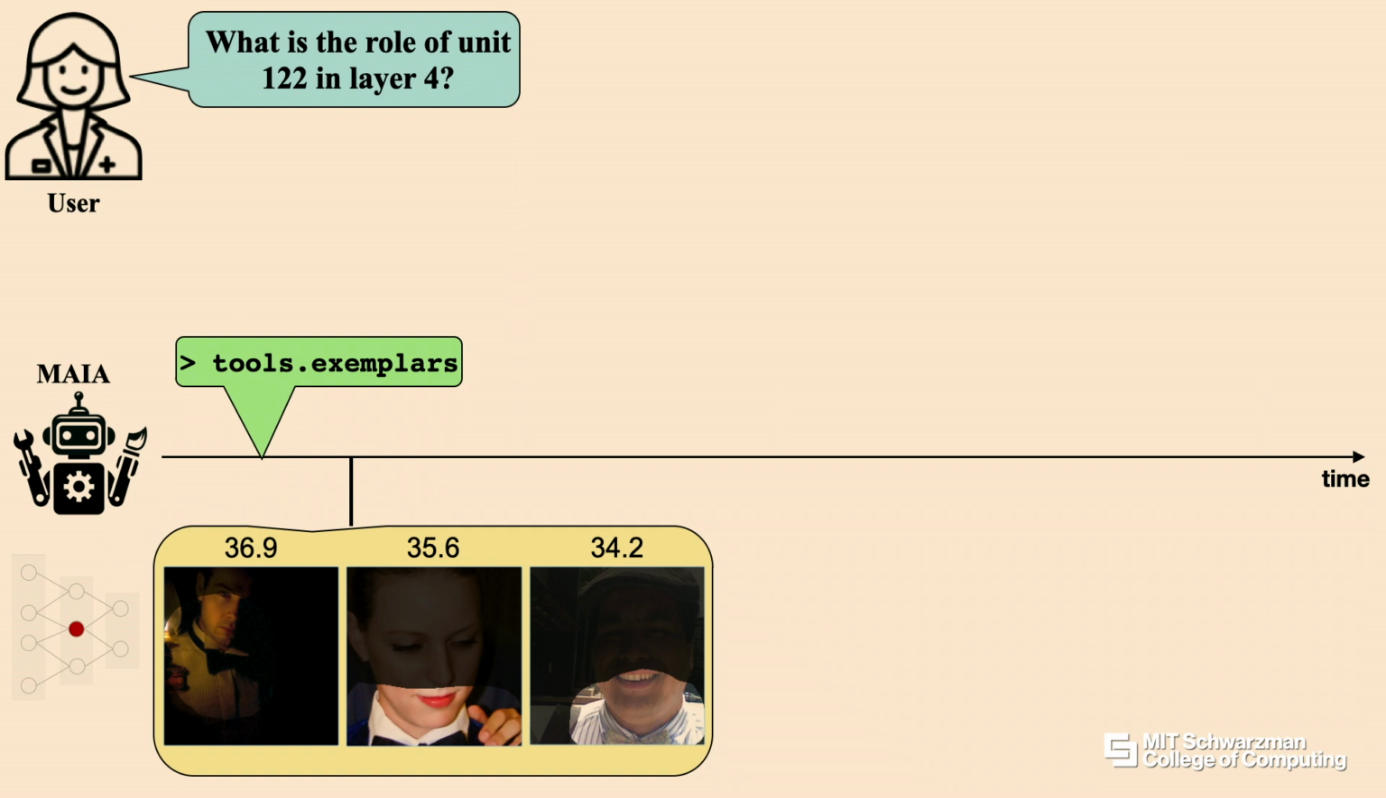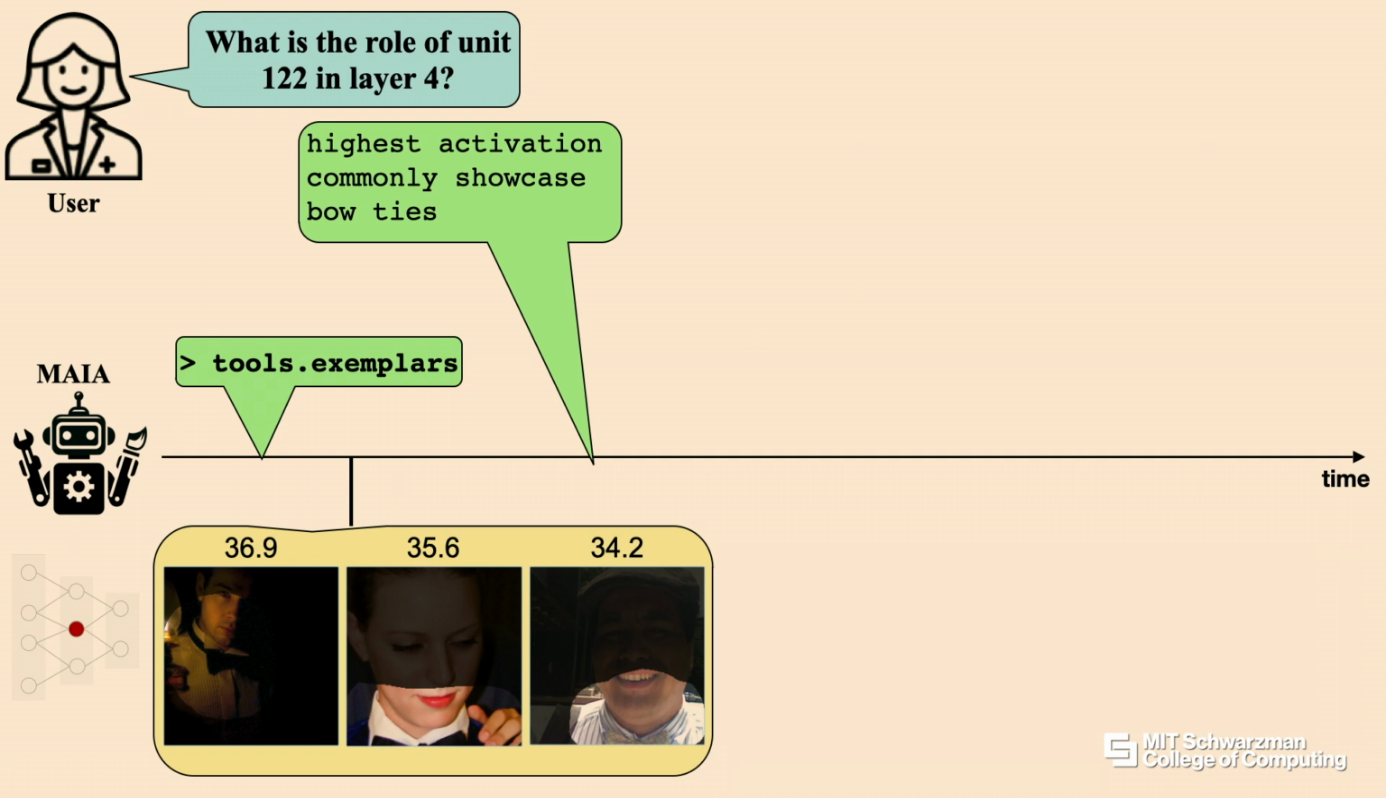The numbers, in this case, are just the activation score. These units are convolutions, so they react to different pieces of the image, and the highlighted region is the region of the image that is responsible for that high activation. Maya looks at these images. Maya is based, in this case, on GPT-V, so it can take images as inputs and analyze the output of those images. It concludes that the highest activations seem to show bow ties. And indeed, if you look at these images and pay attention, you will see that all of them had a bow tie.